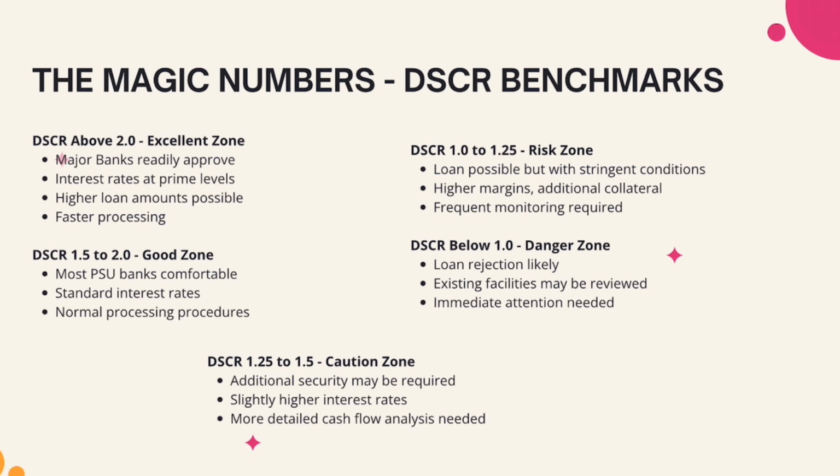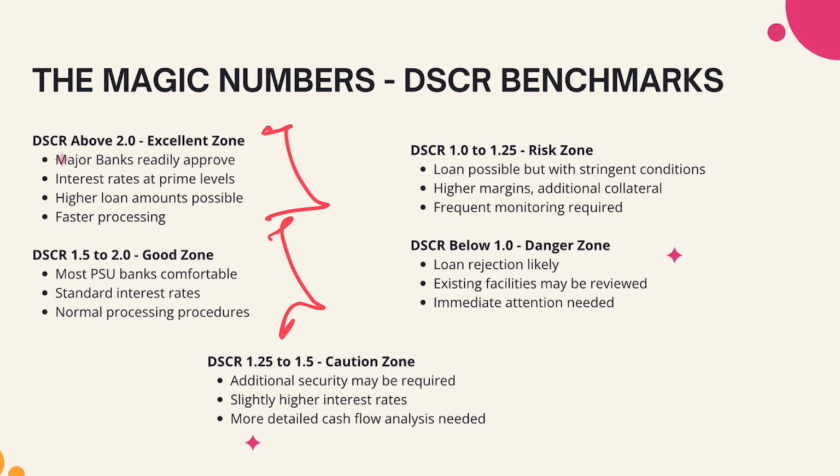Now interest rates are at prime levels, higher loan amounts are possible, and faster processing. Everything is good, right? Now when your DSCR is between 1.5 to 2, it is good, right? Most PSU banks are comfortable. They think, okay, this is perfect, no issues. Standard interest rate, that is normally as per their benchmark. Normal processing procedure within the time frame.